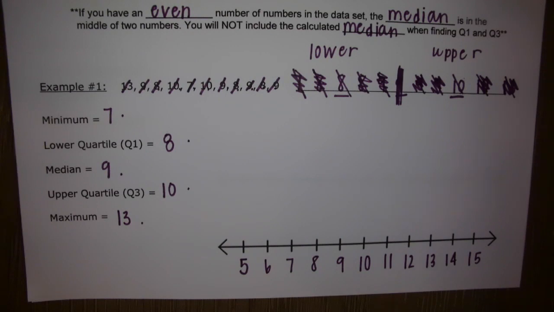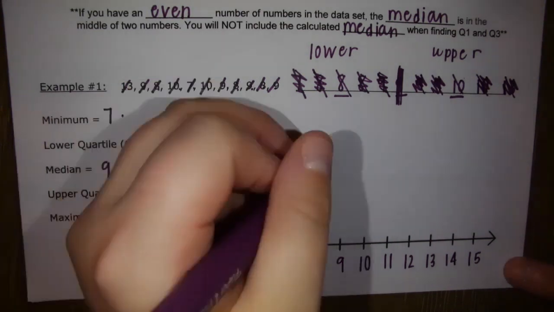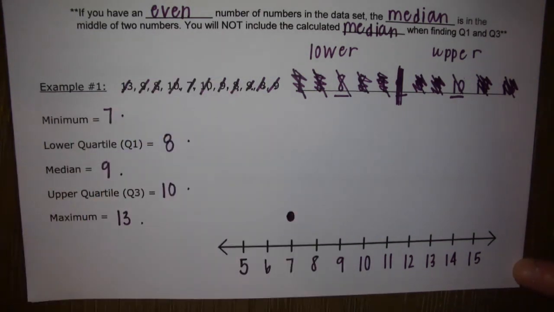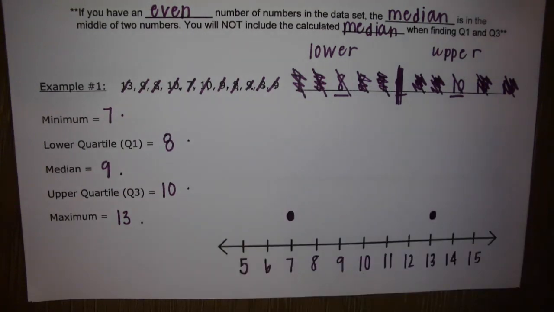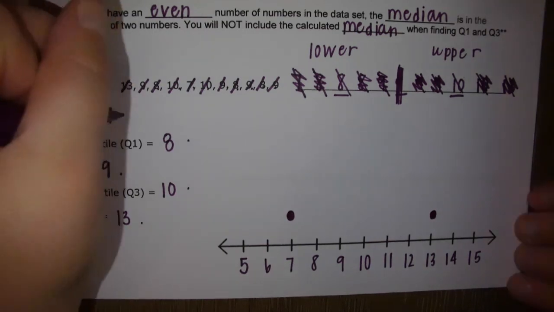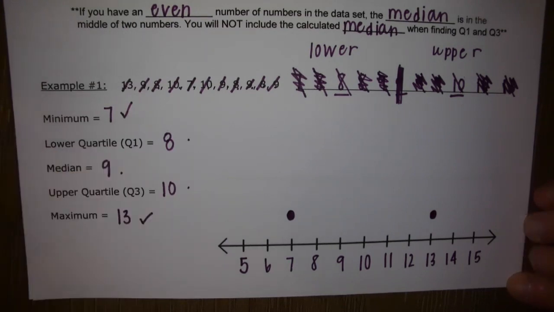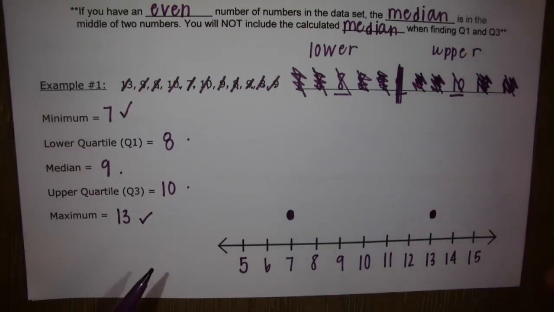So now what I need to do is start plotting my values. And I'm going to plot them in the same order I found them. I'm first going to start with my minimum and maximum at 7 and 13. These are always nice to plot because they're just circles, handled, done. Now I'm going to go in, I'll kind of check these off as I go, and I'm going to plot my median, which is in the middle.